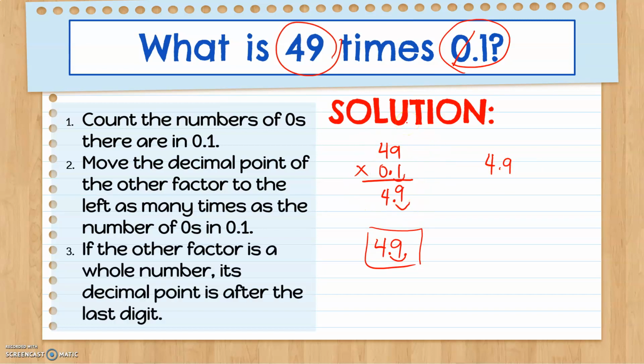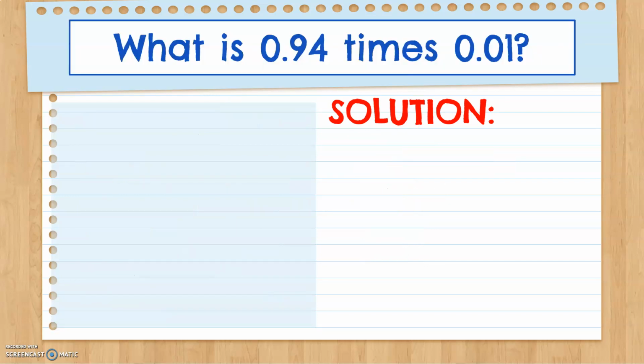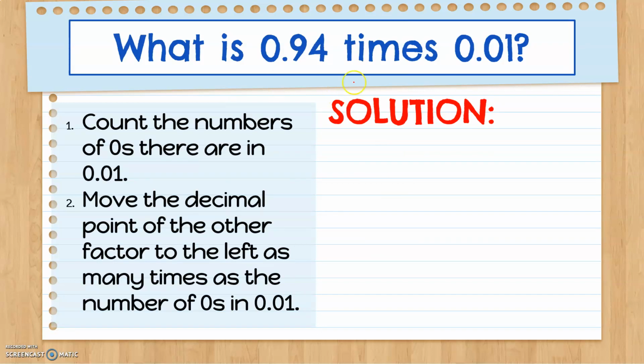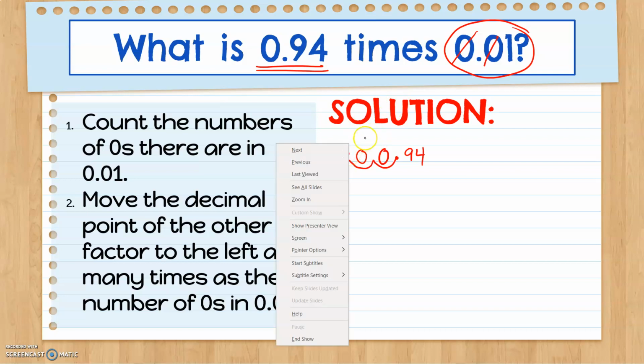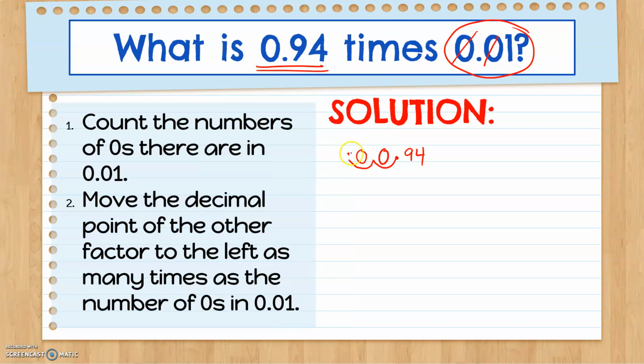Now let's proceed to the other example. What is 0.94 times 0.01? Again, these are the steps that we'll follow. One of the factors is 0.01, so the other factor is 0.94. In 0.01, there are two zeros, so that means the decimal point of 0.94, which is here, will be moved twice to the left. Since there's no digit here, we put a placeholder 0, then we move the decimal point here. So that means our answer will be 0.0094.